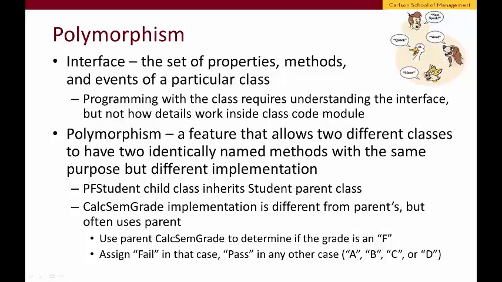implementation. Another example from the textbook discusses the PF pass-fail student child class that inherits the calc semester grade method from its student base or parent class. Okay, the only modification that needs to be made in the PF students class version of this method, calc sem grade, is that if the student received a grade of F using the student's base class version of this method, the PF students version of it sets the grade to fail. Otherwise, it is a pass. You're welcome to check it out in the book. It's towards the very end of chapter 11.